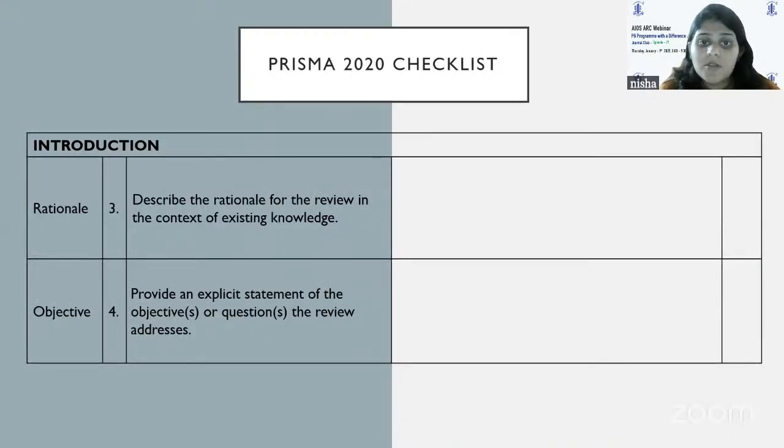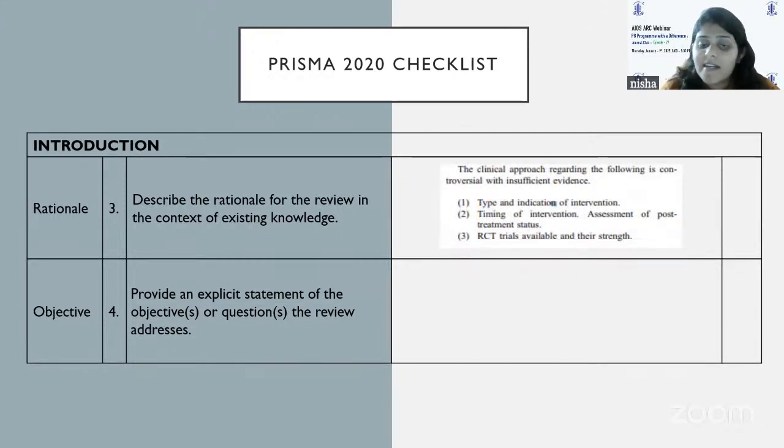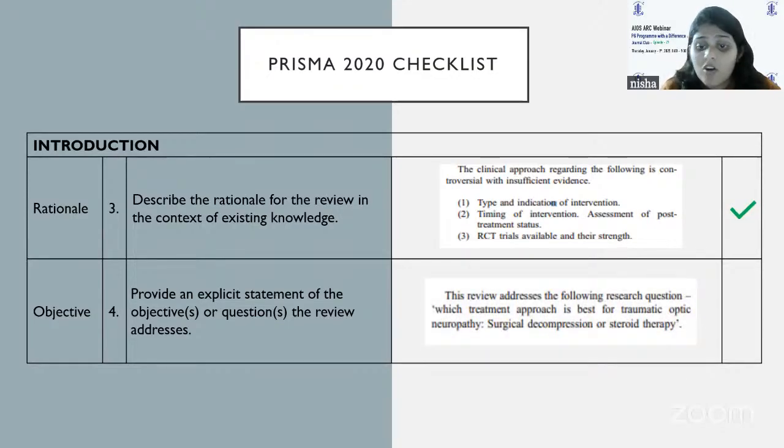Now, going back to PRISMA for the full text study, in the introduction part, the study at the outset establishes that there are certain gray areas when it comes to treatment of traumatic optic neuropathy, which include the type and indication of intervention and the timing of the intervention, and also randomized controlled trials are few and far between, and the quality is very limited. It also states a clear objective, which is to understand what treatment approach is better for traumatic optic neuropathy, whether it's surgical decompression or steroid therapy. So on these two fronts, it meets the items on the checklist.